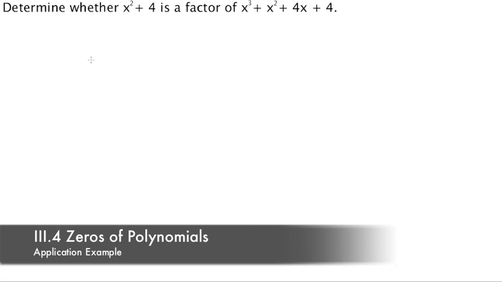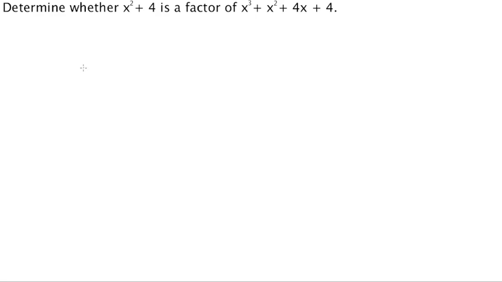So here's something a little bit different. Determine whether x squared plus 4 is a factor of x cubed plus x squared plus 4x plus 4. So now we're looking to see if an irreducible quadratic, notice it's quadratic because the highest power of x is 2, but it's irreducible because we cannot write this as the product of two linear terms. So that's what we mean by irreducible.